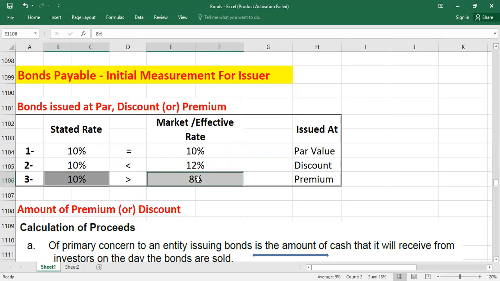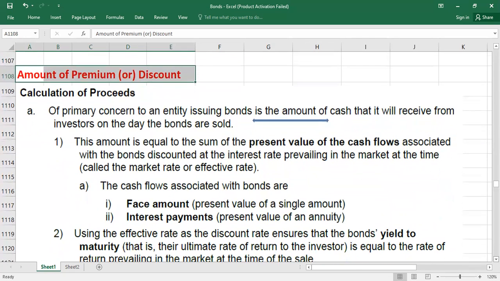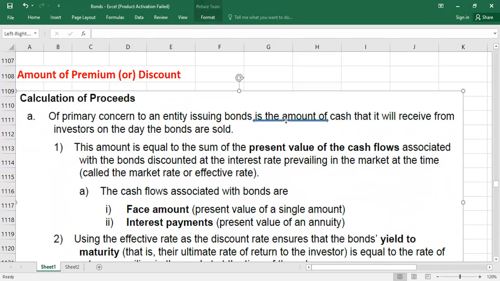So this is the idea behind taking a quick decision on how to sell the bonds at par, discount or premium. The question is, if you want to calculate the amount of premium or discount, how can we calculate it? It is a simple idea. At the date of issuance of the bonds, we need to calculate the present value of cash flows associated with the bonds, discounted at the interest rate prevailing in the market at the time of issuance. The market rate, as I told you, is also called the effective rate.